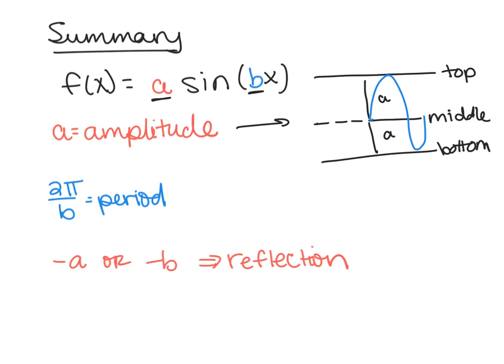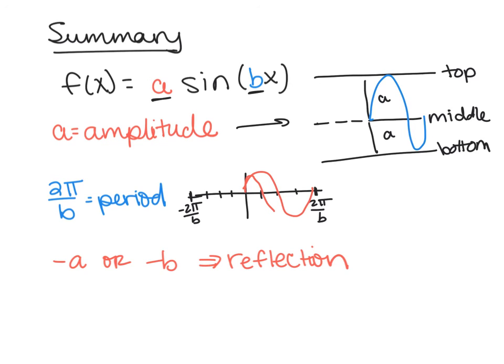For the period, so this is how often the graph repeats. As you find your period, you'll do 2 pi divided by b. Whatever value you get from that, that is what you're going to put at the far right end and the far left end of your graph. From there, you'll just be able to divide your graph up into fourths. And again, then you'll follow your pattern, graph sine from there.